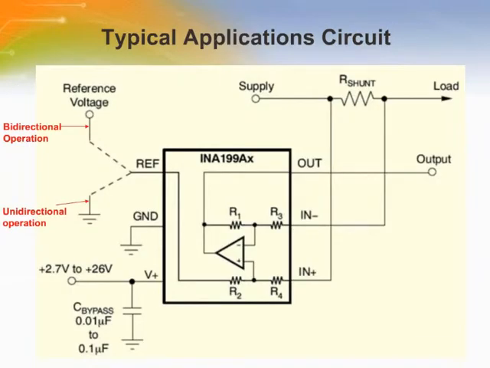This slide illustrates the basic connections for the INA199A. The input pins, IN plus and IN minus, need to be connected as closely as possible to the shunt resistor to minimize any resistance in series with the shunt resistance. Power supply bypass capacitors are required for stability. Applications with low noise or high impedance power supplies may require additional decoupling capacitors to reject power supply noise. Connect bypass capacitors close to the device pins.